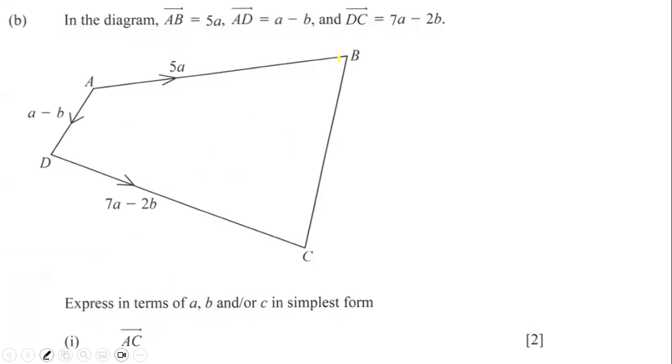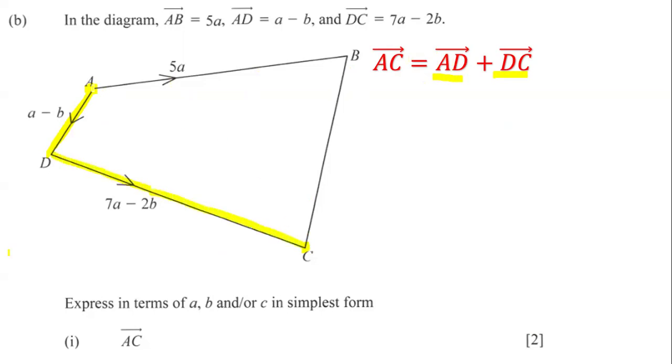Now AC means that we start at point A and we end at point C. And so AC is going to be equal to AD plus DC. Now why does that make sense? We start at A and we go to D, so that's where we have the AD, and then we go from D to C.